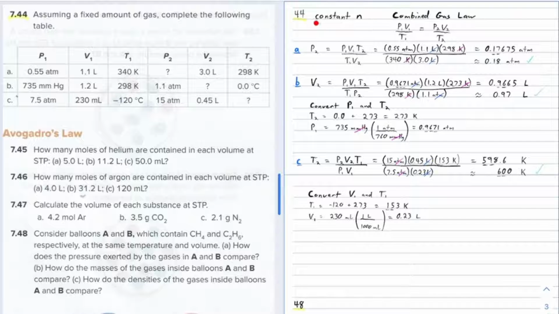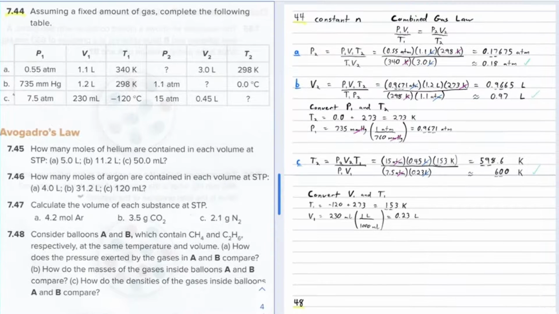When the only constant variable is the moles, and the other ones can change, that's combined gas law. And here's the mathematical form of the combined gas law. And we have to do 3 problems. In the first one, we're looking for P2, the second one V2, and the third one T2. And we also have to do some conversions here.